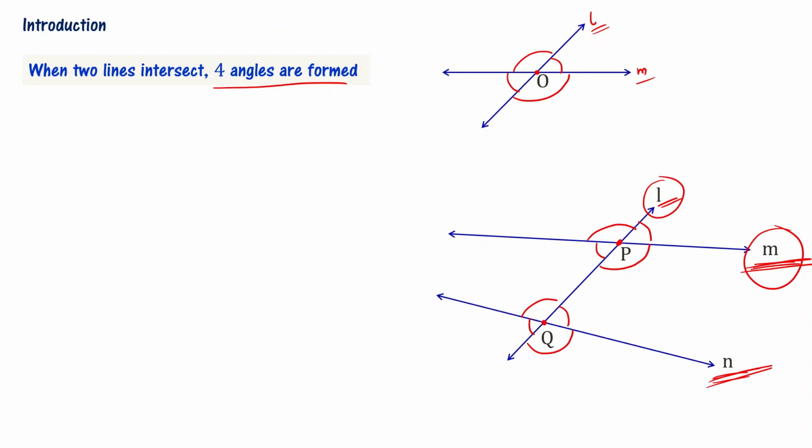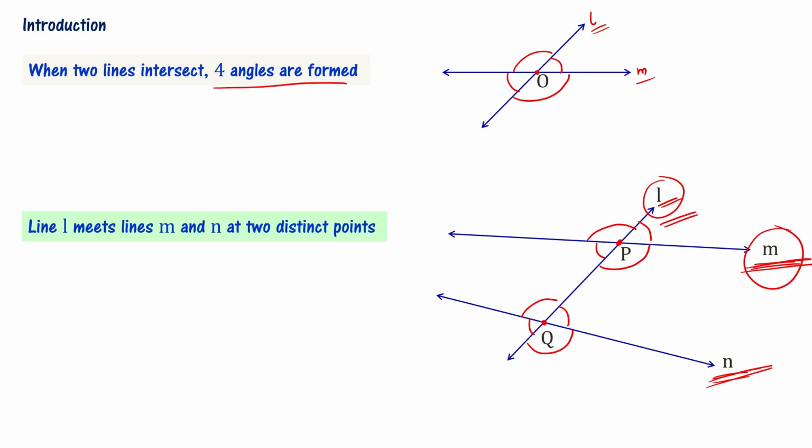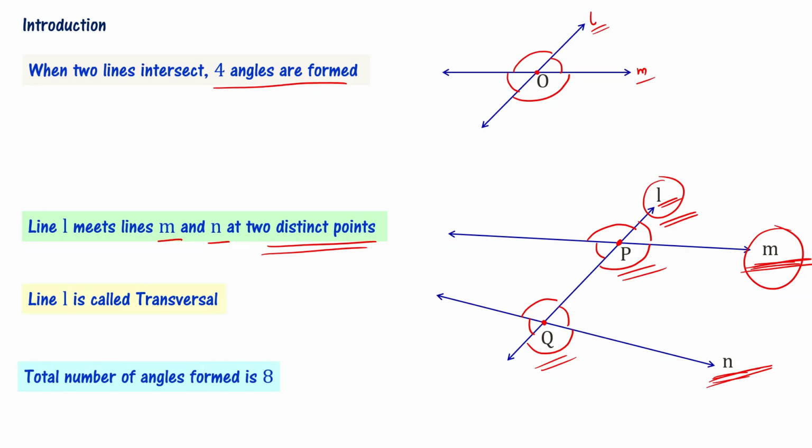The line intersecting two lines, this L, is meeting lines M and N at two distinct points, right? P and Q. And then we have seen that it is leading to formation of 8 angles total, right? Total number of angles formed is 8. 4 here, 4 here, right? And the line L is called transversal.